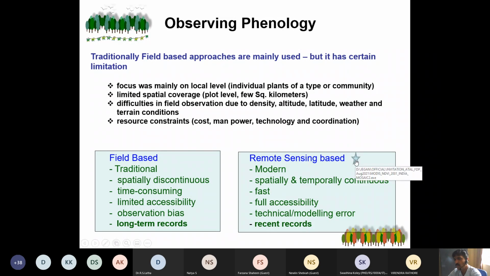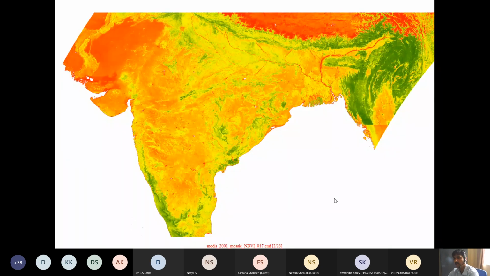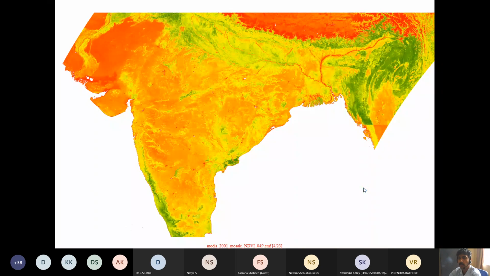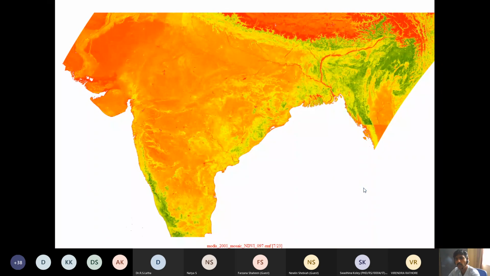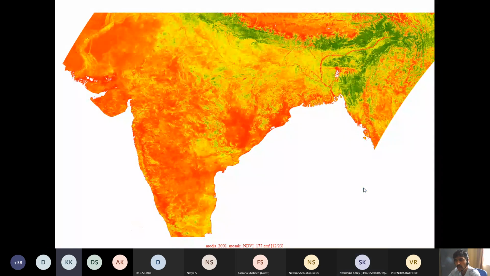So I'll just show you, if I see the continuous data, this is not corrected. This is uncorrected data. I'm showing the VI. This is MODIS data. Can you see the screen? Yes, sir. Okay.